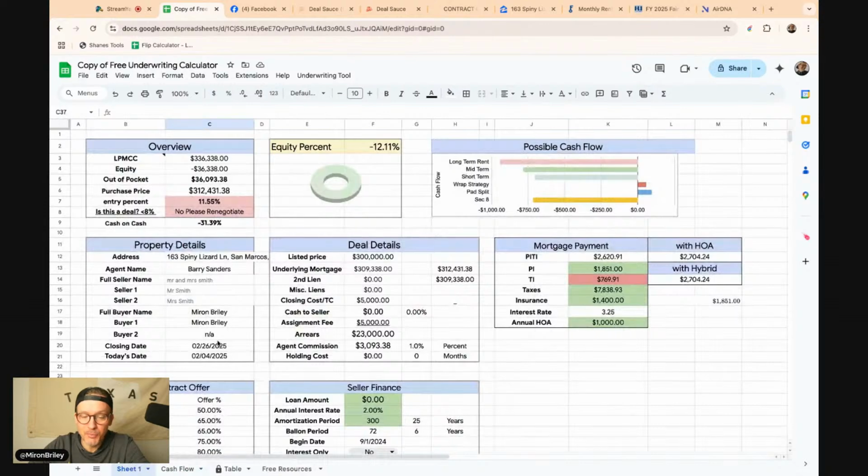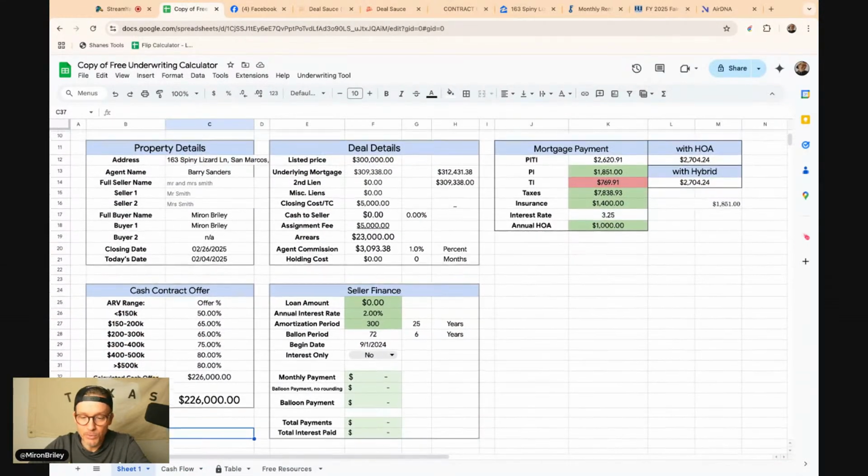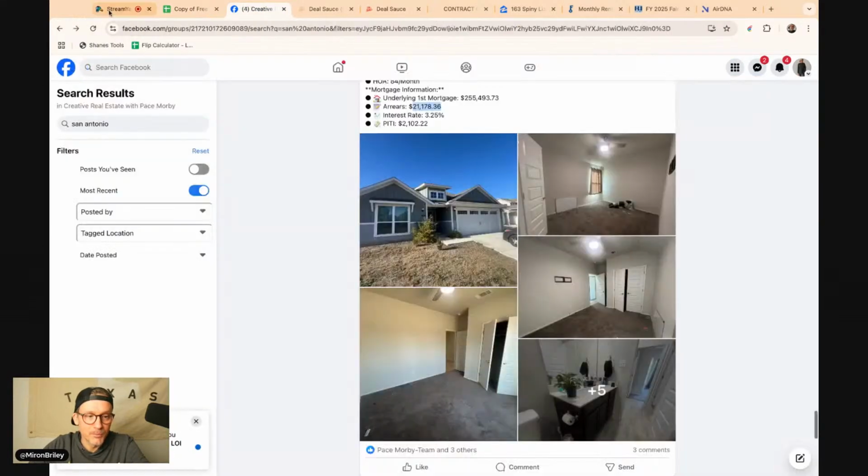I think I've thoroughly gone through this underwriting calculator and helped you see some different things. Do y'all have any questions? We've gone about an hour and a half of going over the calculator, underwriting, finding deals, how to use Deal Sauce.